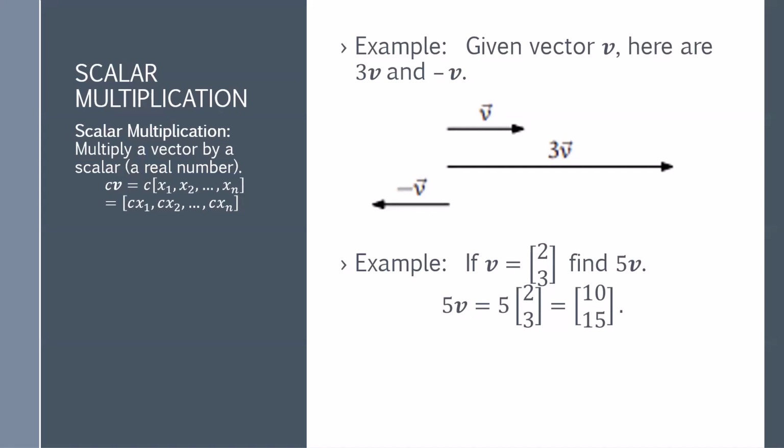Now, geometrically, if you're going to multiply a vector v by a scalar like 3, the size changes by a factor of 3. If you multiply a vector v by -1, you get a vector that's the same size but going in the opposite direction.